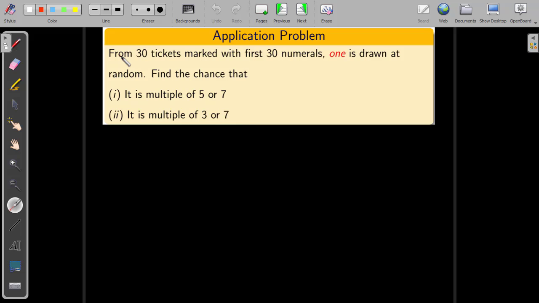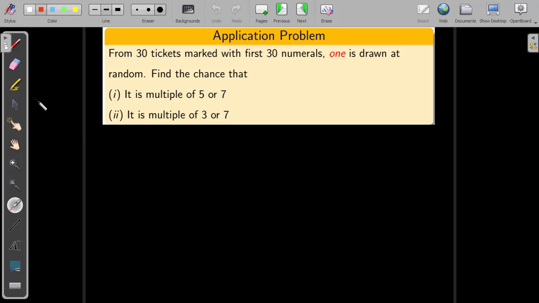Here, if you look, there are 30 tickets marked with the first 30 numerals. Out of 30, one ticket is drawn. As per combination, out of 30 tickets, one ticket could be drawn in 30C1 ways. That's our total number of outcomes.